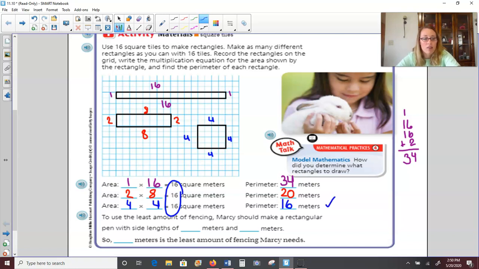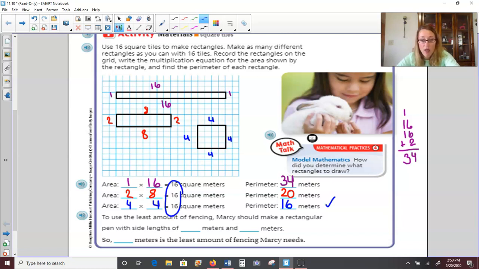So I can see that that rectangle gives me the smallest perimeter while still covering the same area, which is good because it's going to condense all of the area into one group, and it's going to require the least amount of material to go around the outside. So when she's fencing in her rabbit pen, she's not going to need as much material for rectangle 3 versus the first one, which she would need 34 meters.